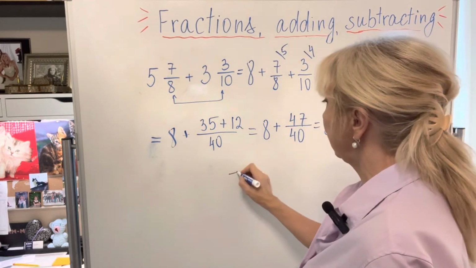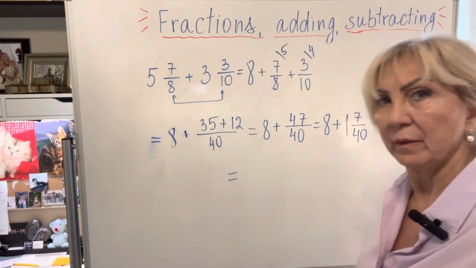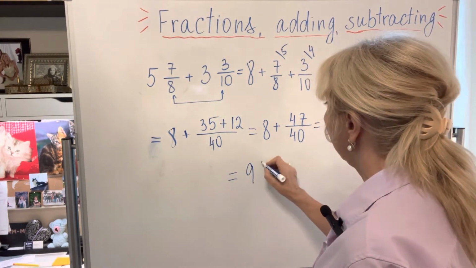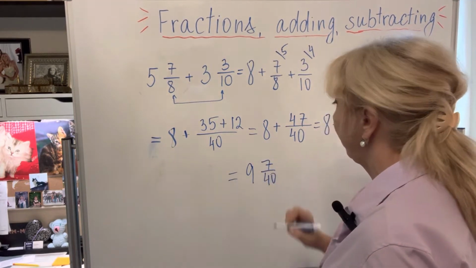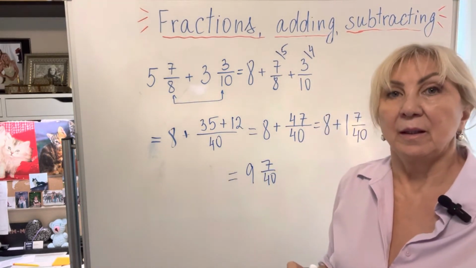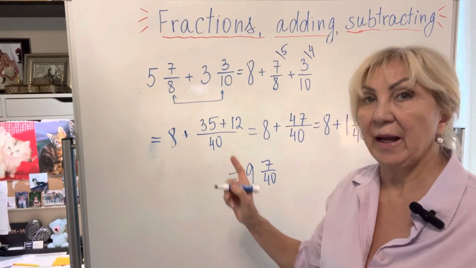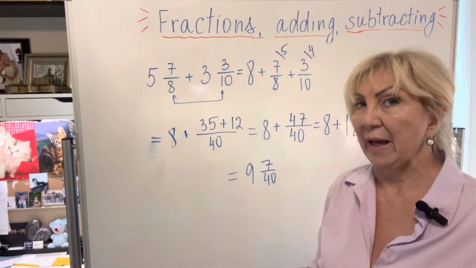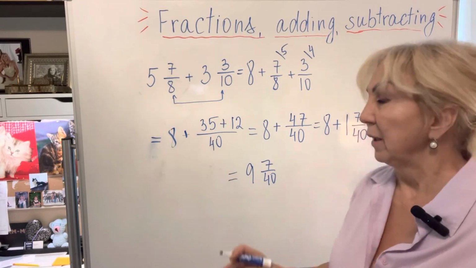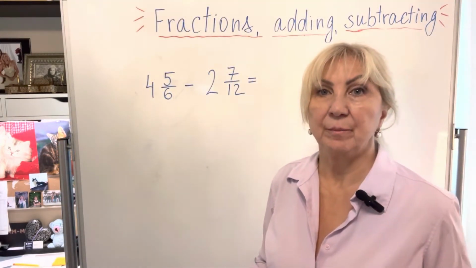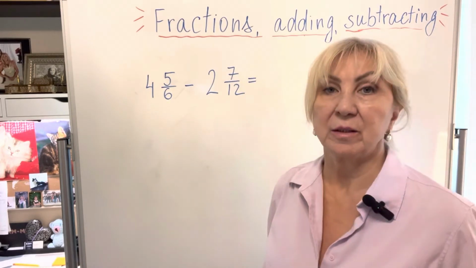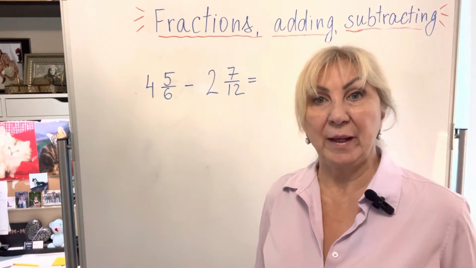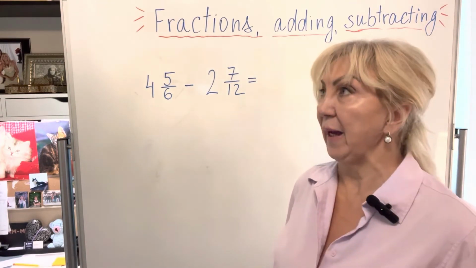So the final answer, 8 plus 1 and 7/40, is 9 and 7/40. And that's how it's done: adding first the whole parts and then working out the fraction parts. Let's work on an example of subtracting two mixed numbers. Sometimes it works the same way as adding.